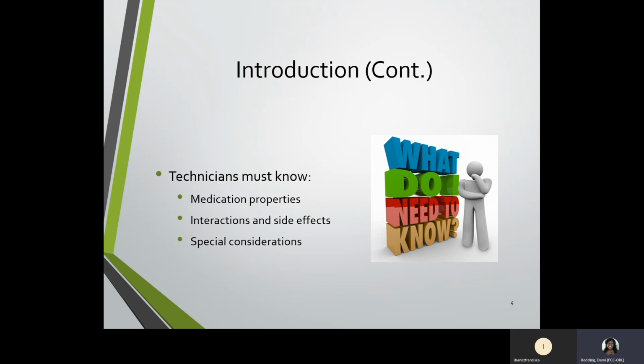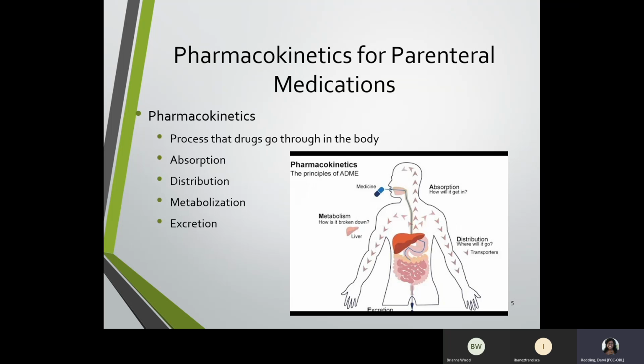So continuing our understanding about the medications that are used in IV prep, it's important that technicians know the medication properties, the interactions, and the side effects of the medications, and also the special considerations. Some special considerations would be pediatric and elderly patients because they require special dosing. And we'll be able to get into that as we complete the chapter.